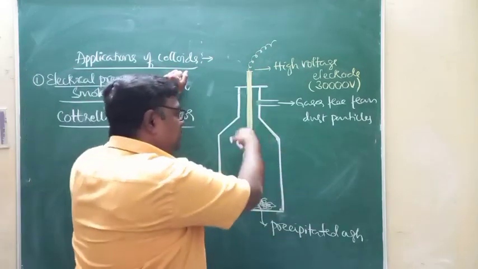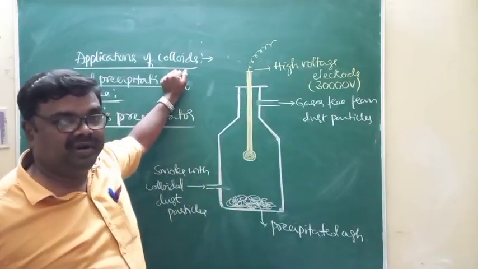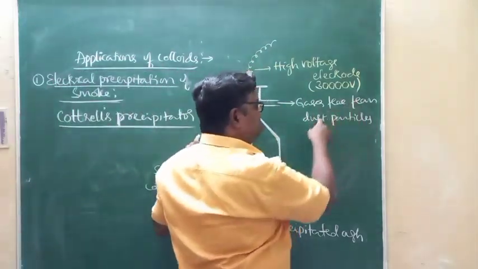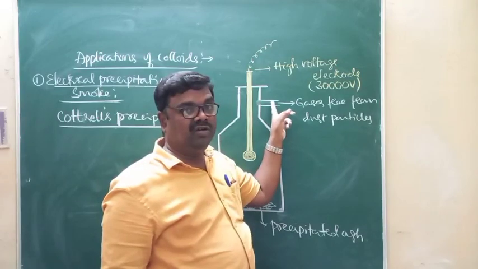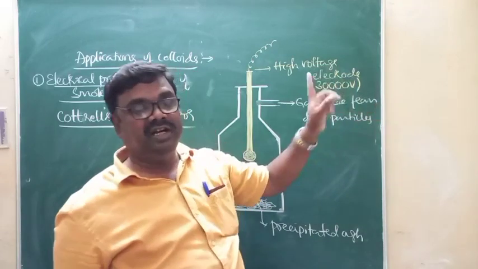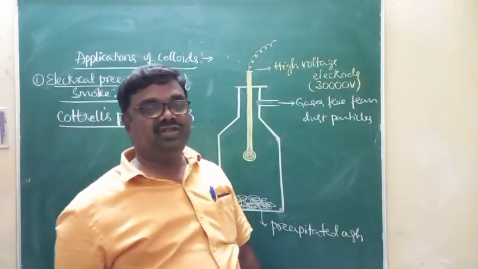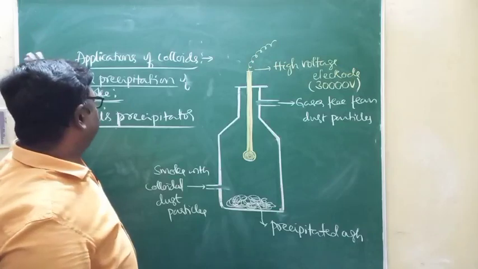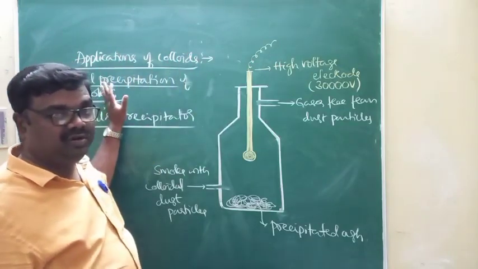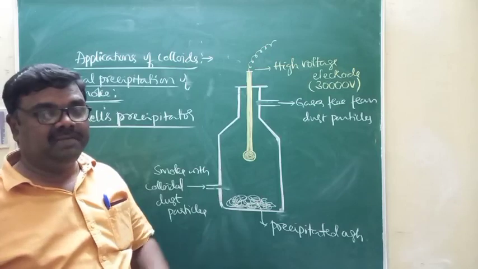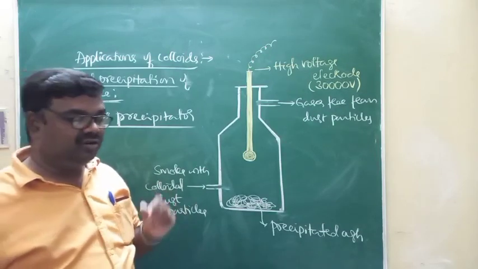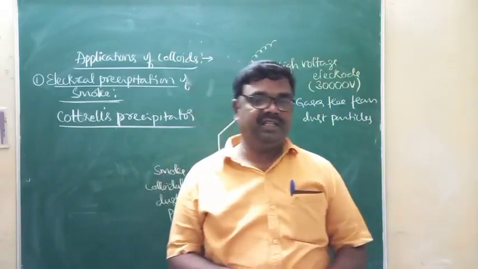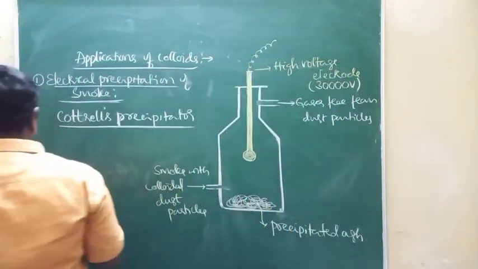That is due to the neutralization of charges over the colloidal impurities in the presence of electrodes, and thereby the gases free from all these impurities will go out from the Cottrell precipitator into the chimneys, through which the gases will be released into the atmosphere. And so this is how electrical precipitation of smoke is brought about by making use of the Cottrell precipitator, a device which we can use to remove various colloidal impurities present in industrial waste gases. That is one important application.